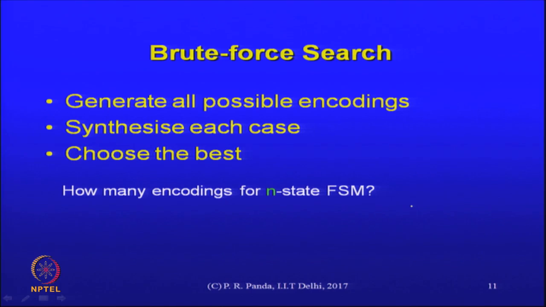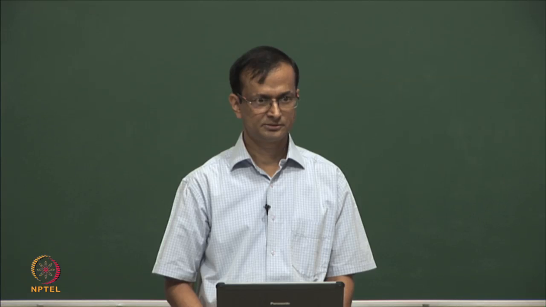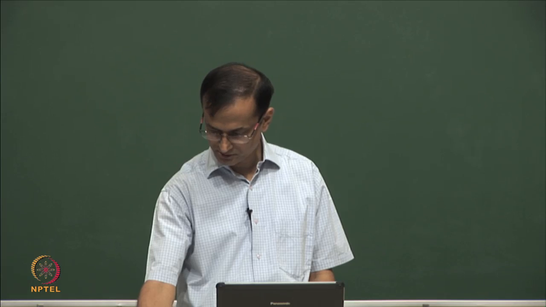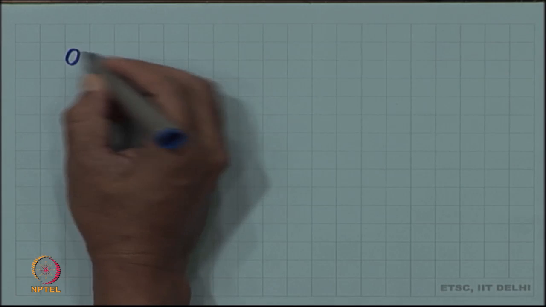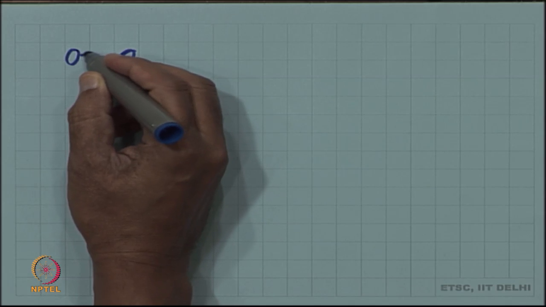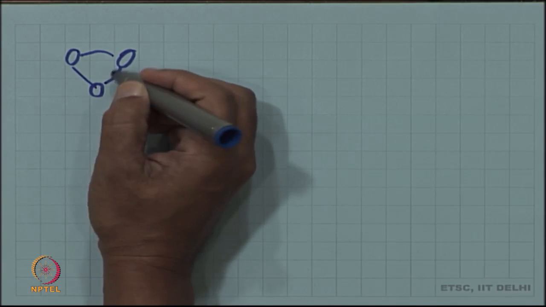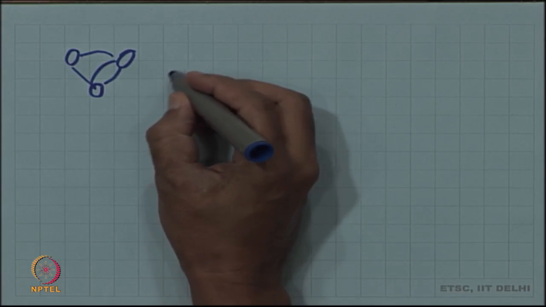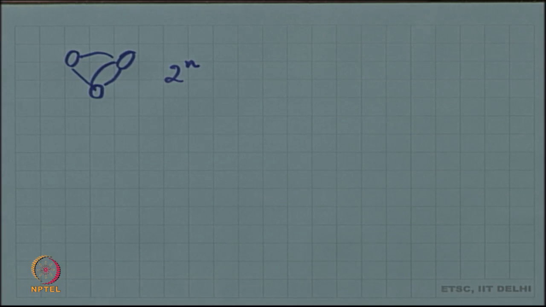It's binary encodings, can't be that hard. 2 raised to power n? Can we be more precise than that? Why 2 raised to power n? If I have some such logic S1, S2, S3, how many encodings would be there? It's 2 raised to power n if, is there a dependence on the number of flip flops we choose, number of bits I choose? Yeah, 2 to the power n if we choose number of bits as n.